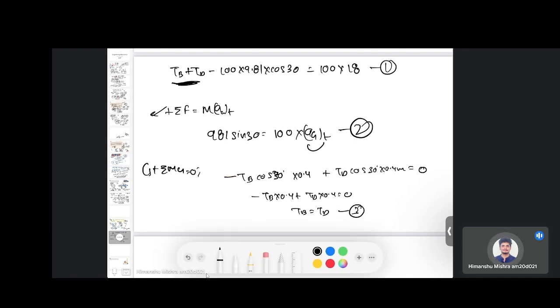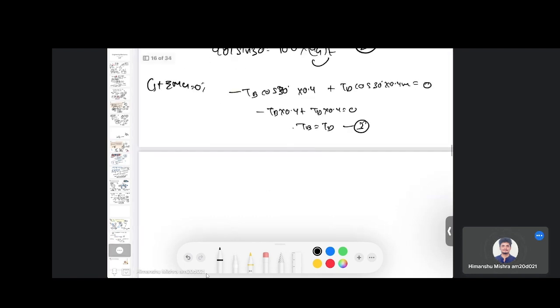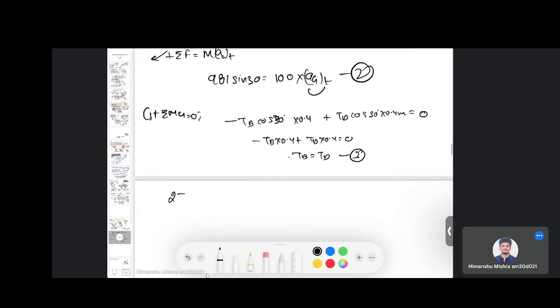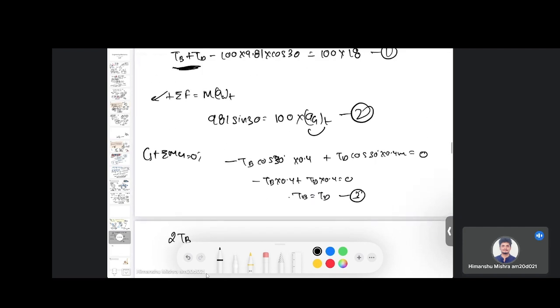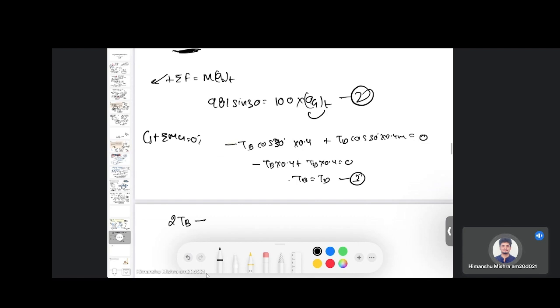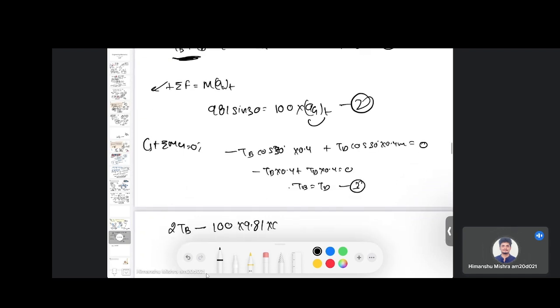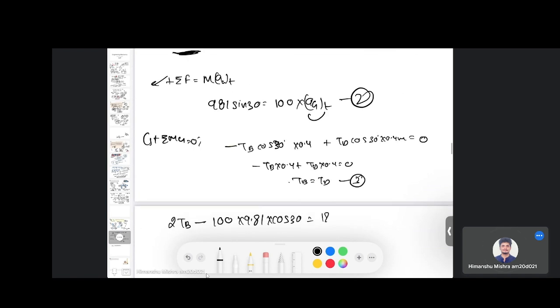If I put TB equals TD in equation 1, I will have only one unknown. So from equation 1 I have 2 TB minus 100 multiplied by 9.81 multiplied by cos 30 equals 1800.